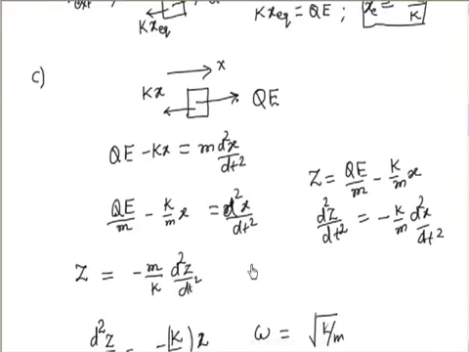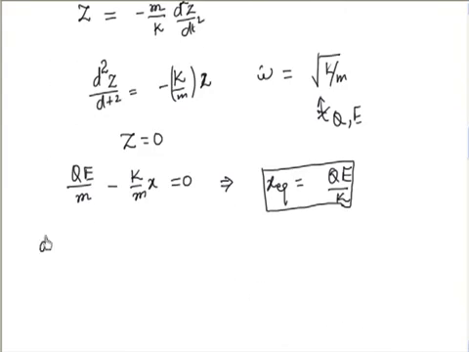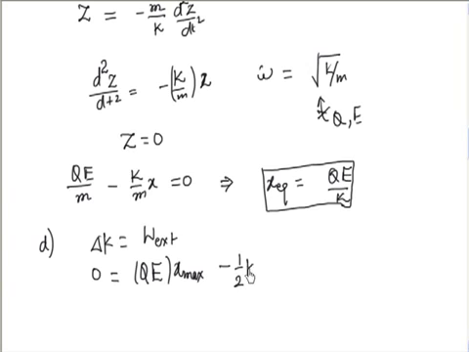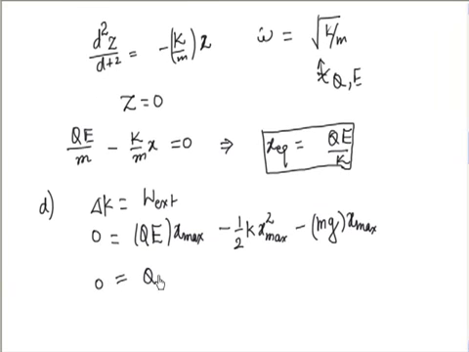So let us say I can write in the next case. In this part D, you will have delta K is equal to work done by external forces. You can do it yourself. So 0 is equal to what are the work done by external forces? QE into x maximum, this is the work done by the electric force, minus half kx square, this is the work done by the spring, and friction will also do negative work, minus mu mg times x max. So you calculate this, you basically cancel x, so you will have QE.